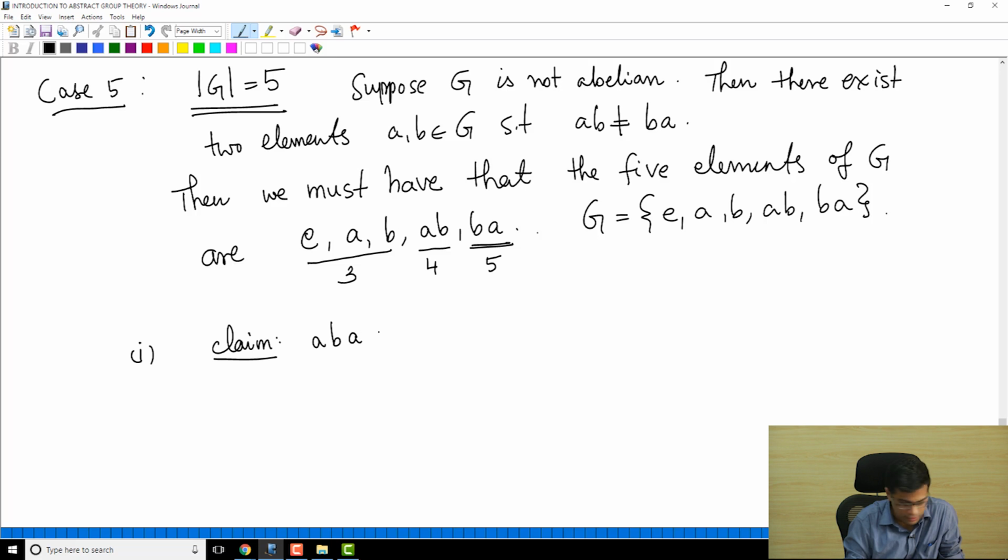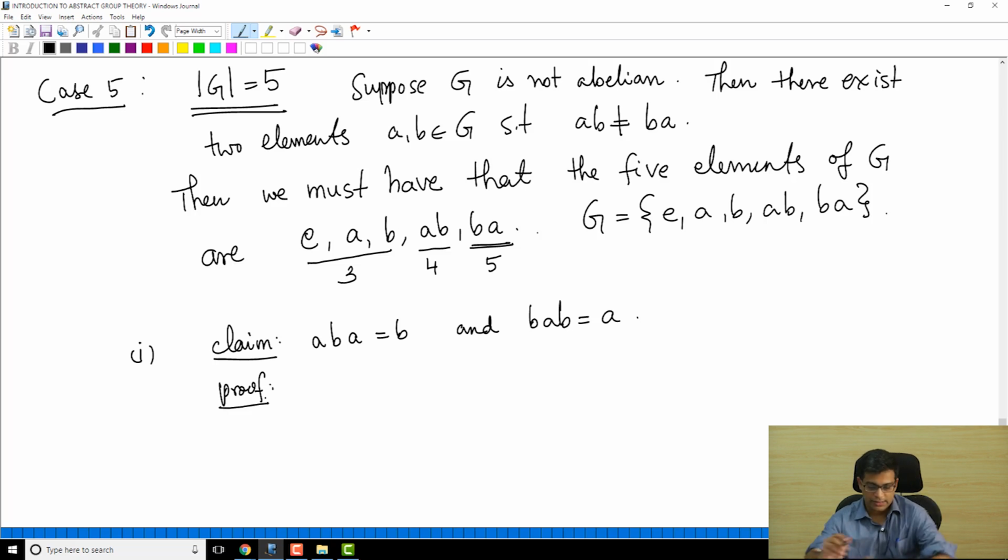ABA is B and BAB is A. So, this is my claim. So, what is the proof of this? This is exactly as before. I am going to systematically eliminate all other possibilities. I will do one of them, the other being exactly similar to this.